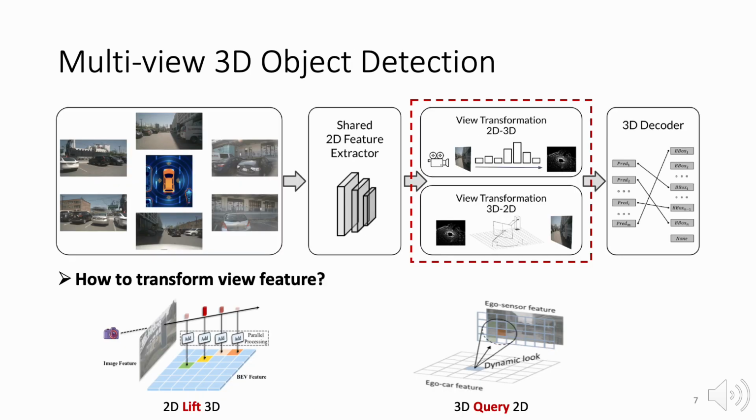In this paper, we focus on the task of multiview 3D object detection. Multiview 3D object detection aims to predict the 3D bounding boxes and categories of the objects with multiview images as input. Transforming perspective view features into the bird's-eye view is the key to the success of modern BEV 3D detectors. So how to transform view features? Current methods can be divided into two schemes, 2D lift 3D and 3D query 2D.